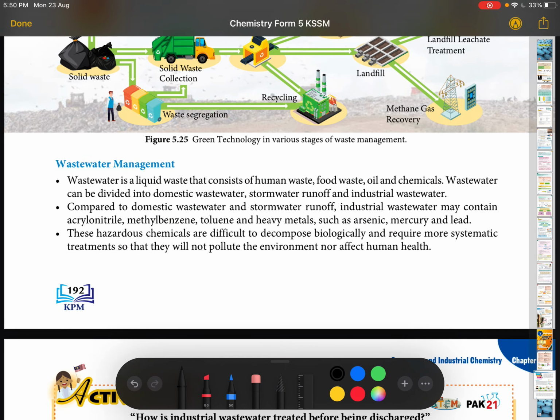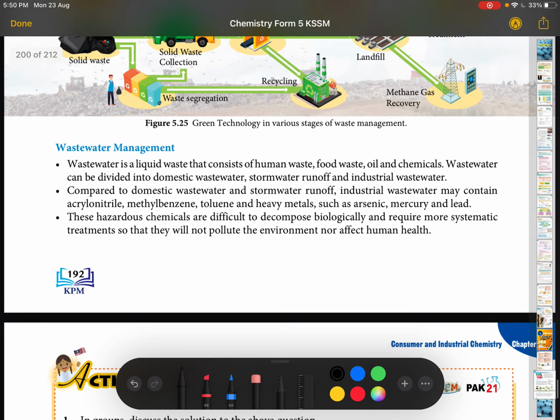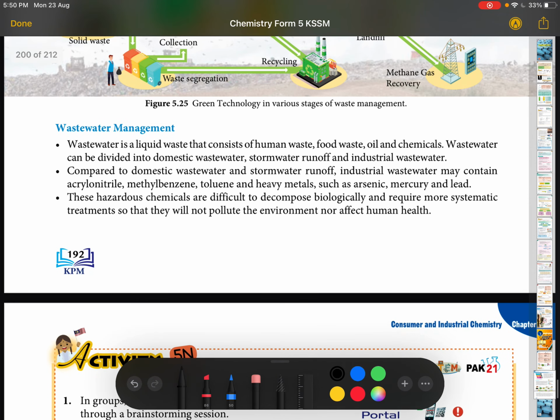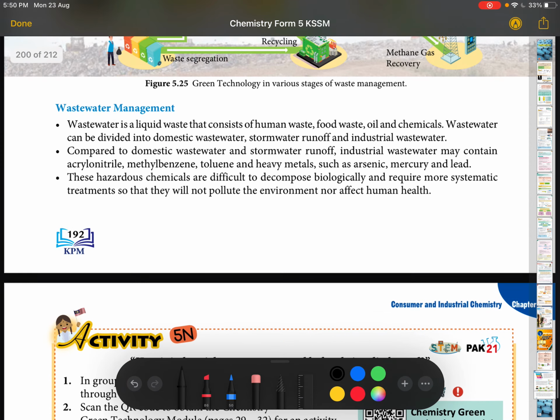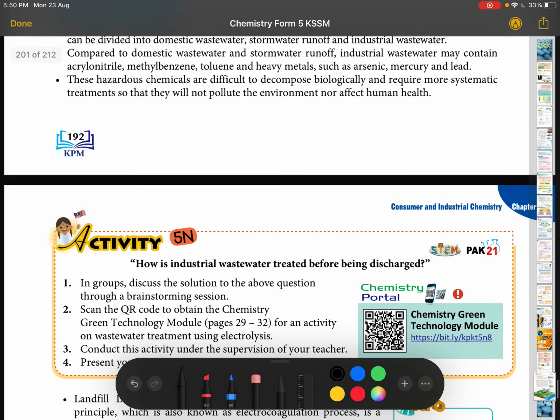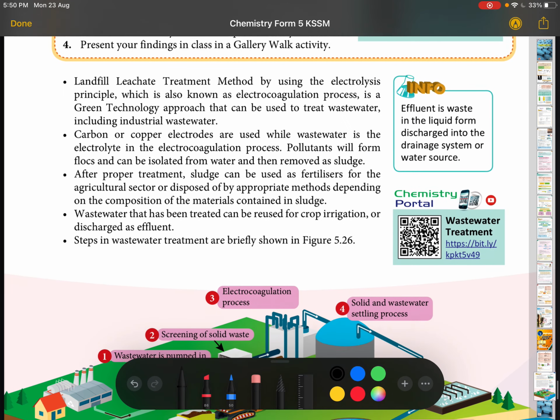Okay, here, wastewater management. Wastewater is very polluted water that has a lot of waste: human waste, food waste, oil and chemicals. There's domestic wastewater, stormwater runoff, and industrial wastewater. Domestic wastewater is like your toilet bowl. Stormwater runoff is water storming down into your longkang, I think. And it's also from the factories. They contain a lot of very, very dangerous stuff. So be careful. We don't want them in our environment. That's why we need to filter this wastewater and manage them properly.